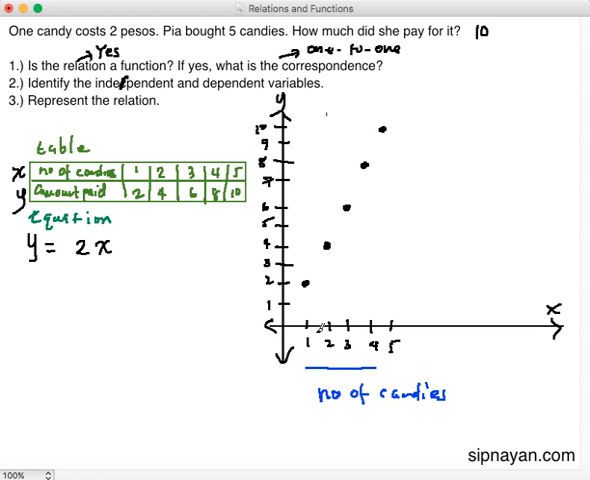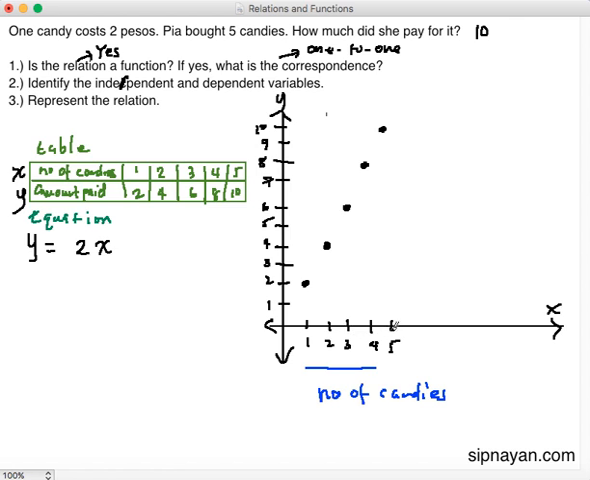Hindi pwede kasi... Ano ba ibig sabihin ng in-between nito? Pag 1 candy siya, di ba, 2 pesos. Pag nandito ba, may 1.5 candies ba tayo? Pwede ba tayo magbenta ng 1.5 candies? Of course, hindi. So, wala tayong point somewhere here. Ibig sabihin, ito na yung graph natin talaga. Discrete point siya. Hindi siya pwedeng lagyan ng linya. So, ito na yun.